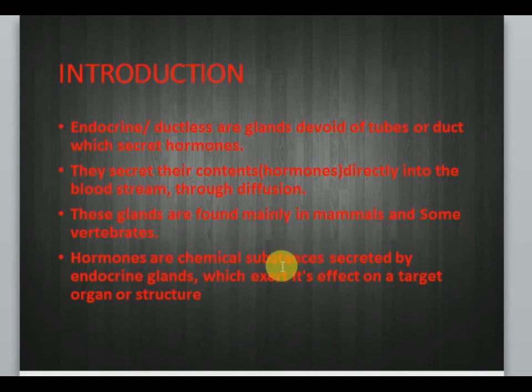Okay, we said they secrete hormones. Let's define what a hormone is. Hormones are chemical substances secreted by endocrine glands, which exert their effects on a target organ or structure. Please bear in mind that the effect could be excitatory or inhibitory. That is, it could actually augment the function of that structure or reduce it, as the case may be. And the structure or the organ can be a muscle, can be another gland. It depends on what it's meant to do.